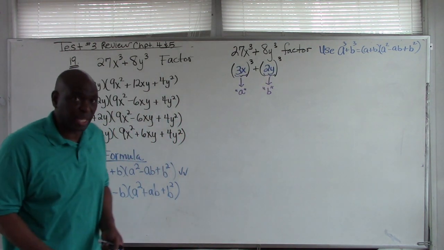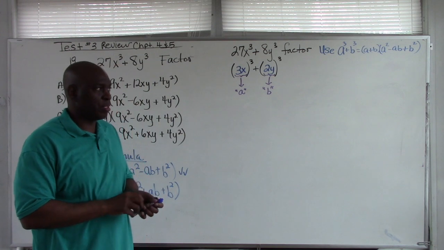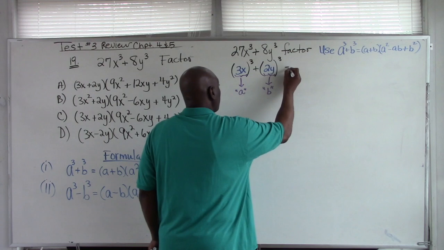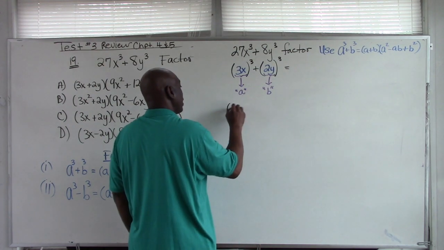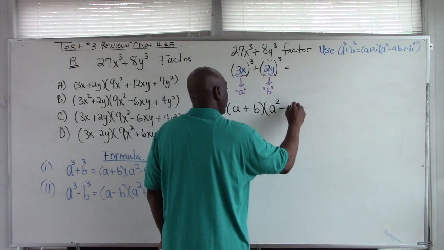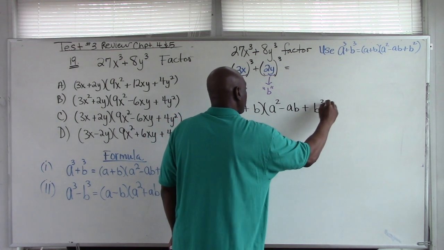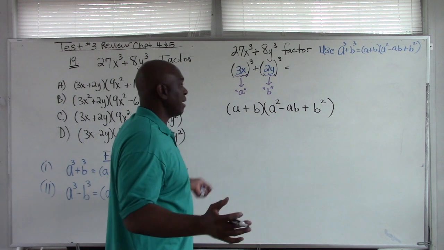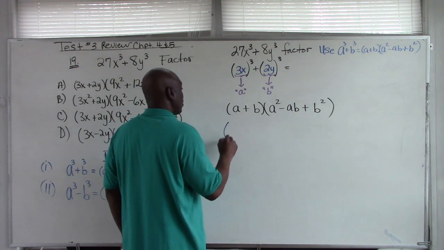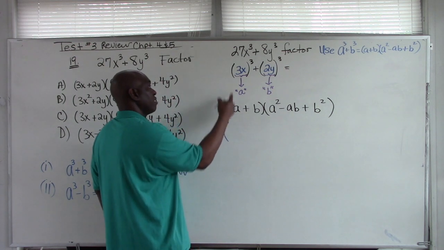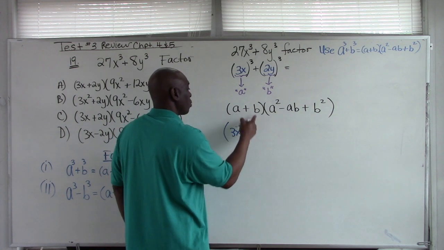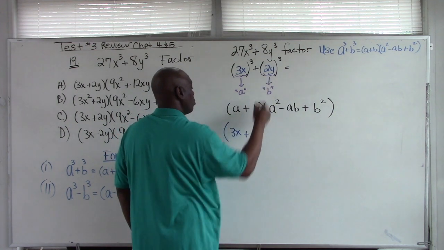So now you know what a is, you know what b is. All right? So the formula states that this is going to equal a plus b times a squared minus ab plus b squared. And you know what a and b are right now. So we're going to have, well, what is a? A is 3x. Plus, what is b? B is 2y.